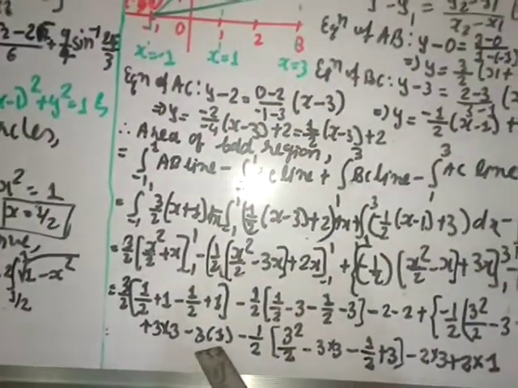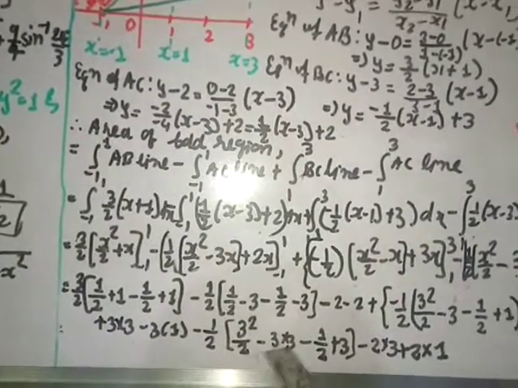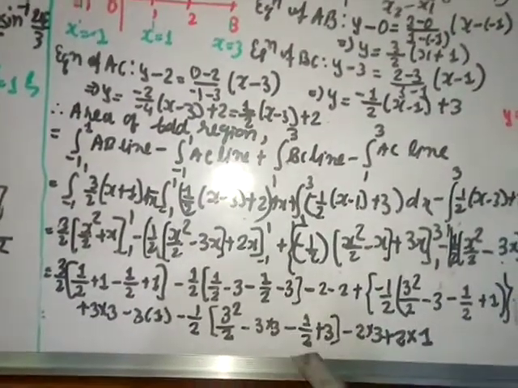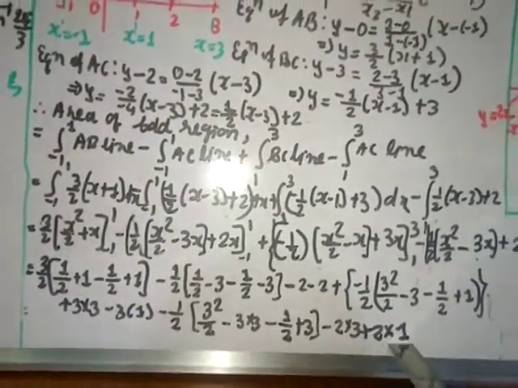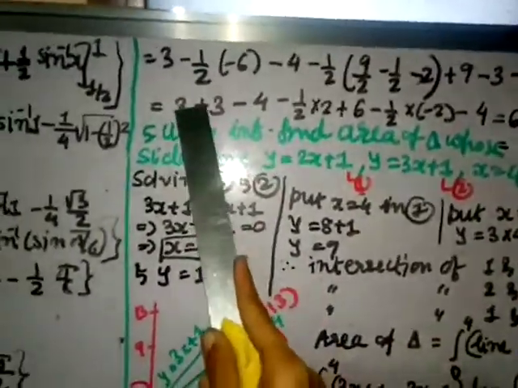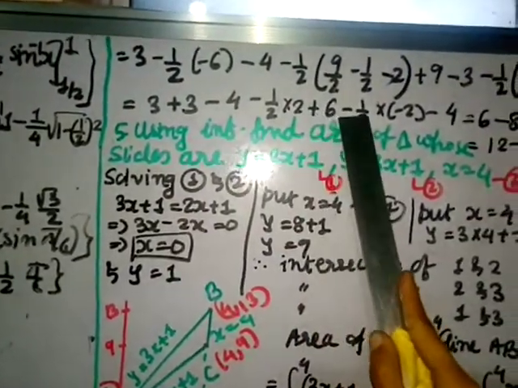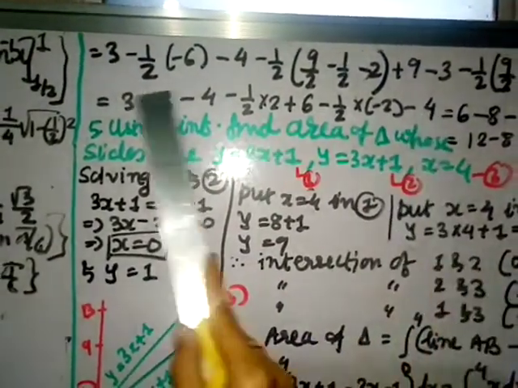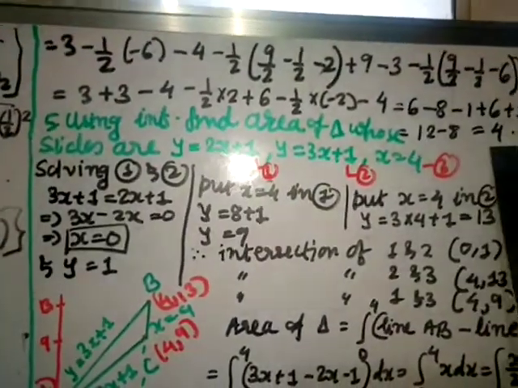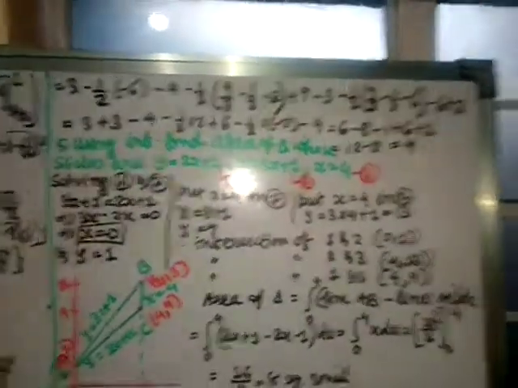3 into 3 is 9, this also 3, 1 by 2, 9 by 2 minus 9 minus 1 by 2 plus 3, this is 6 and this is 2. Okay, that is what I have written here. I have written directly. Then when you simplify, 3 plus 3 minus 4 minus 1 by 2 into 2 plus 6 minus 1 by 2 into minus 2 minus 4. When you simplify, you will get answer 4. Okay, you can just check it yourself.